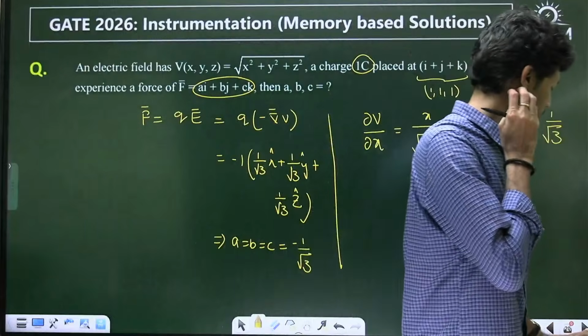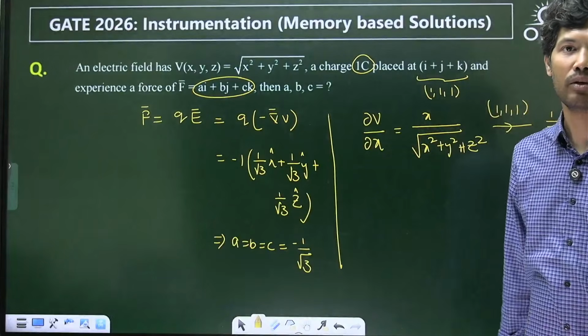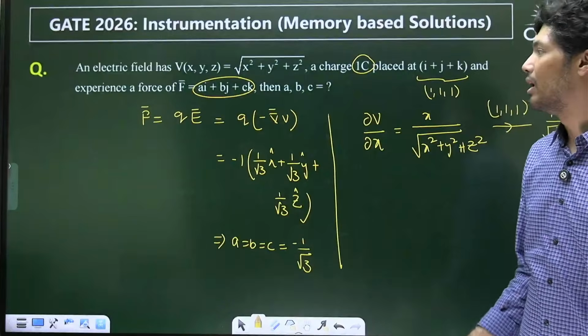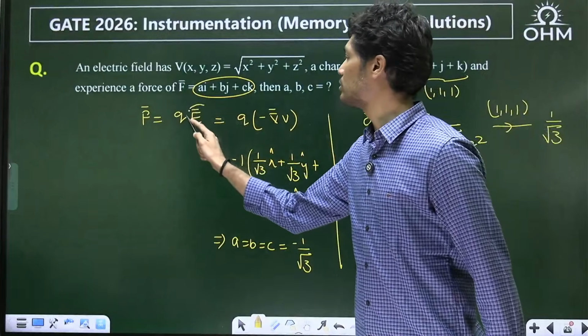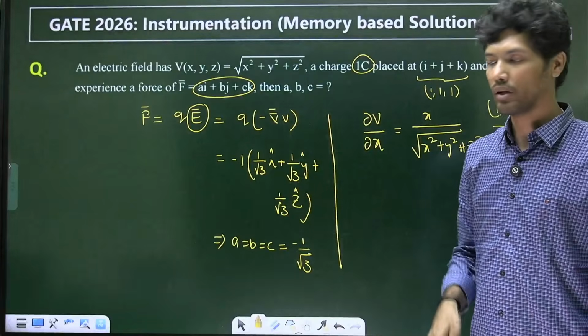Very simple question. It is the basic definition of Lorentz force acting on a charge present in some kind of electric field. But the only thing is, electric field information is not directly given to us. We are supposed to calculate electric field by using the potential information given. Okay.